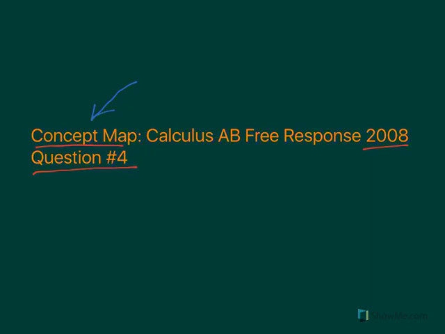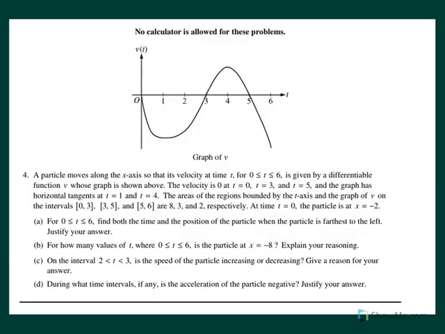Let's go ahead and take a look at the question. So here it is, and this is a no calculator question. It says a particle moves along the x-axis so that its velocity at time t on the interval from 0 to 6 is given by a differentiable function. That means you can take the derivative of it once. A differentiable function, call it v, the velocity function, whose graph is shown above.